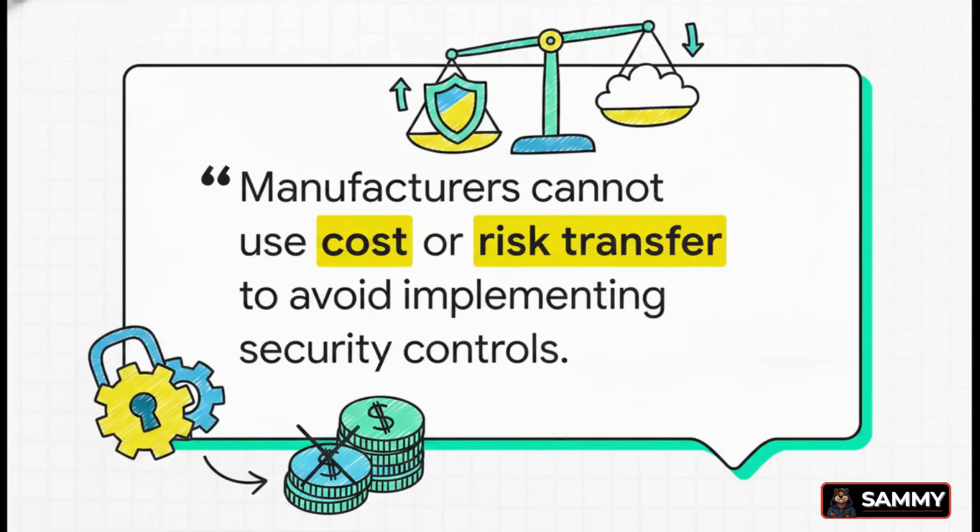But let me anchor the legal severity of these rules with a really crucial insight from recent European Commission guidance. When selecting these technical controls based on your risk assessment, manufacturers absolutely cannot use cost or risk transfer as a justification to avoid implementing necessary security controls. You have to implement technical controls based on actual risk, not financial convenience.